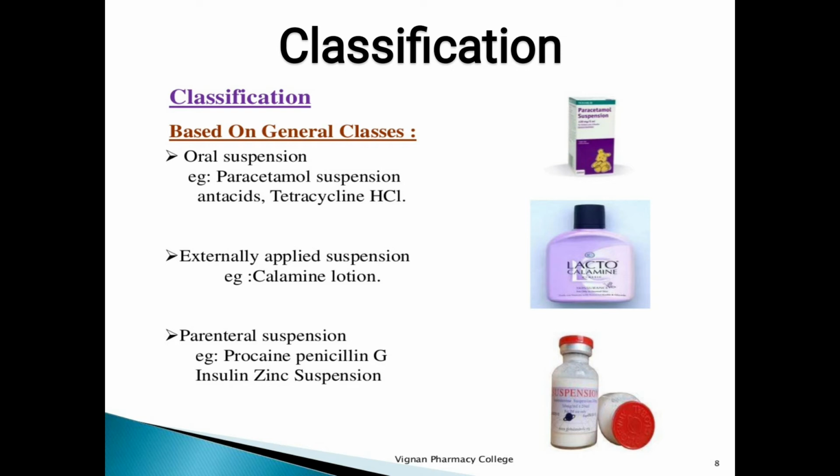Externally applied suspension, for example calamine lotion. Parenteral suspension, for example procaine penicillin G and insulin zinc suspension. So these are the classification based upon the use, that is by the oral route, by the topical route, or by the route of mouth.